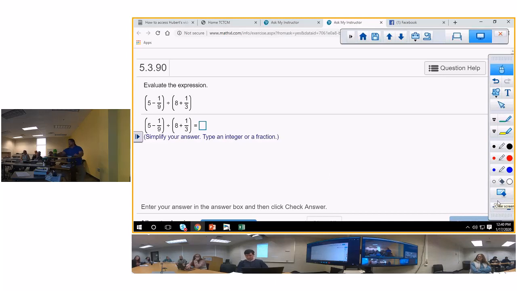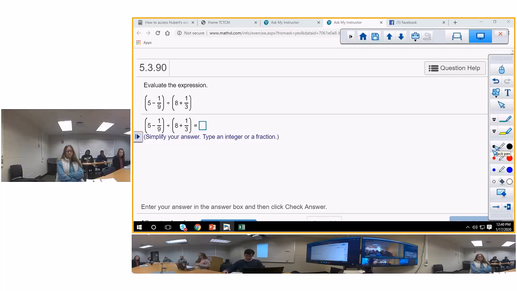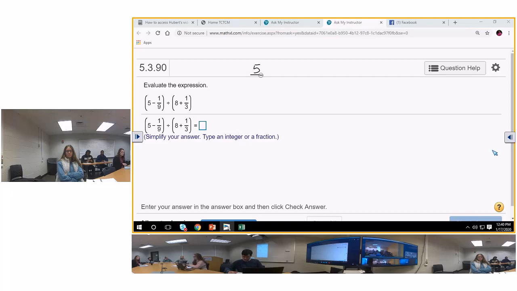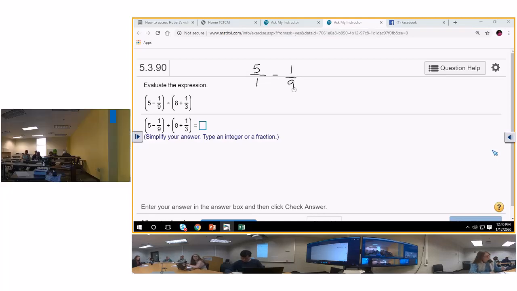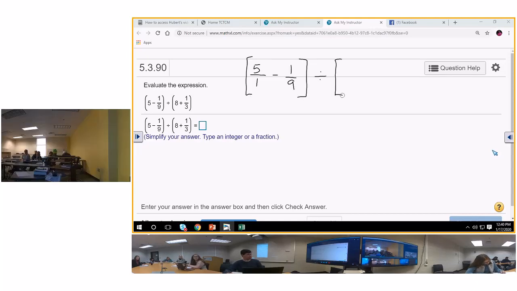So let's go ahead and try this one. First thing I'm going to do is make everything a fraction. Okay? So let's make everything a fraction. 5 over 1 minus 1 over 9, divided by 8 over 1 plus 1 over 3.